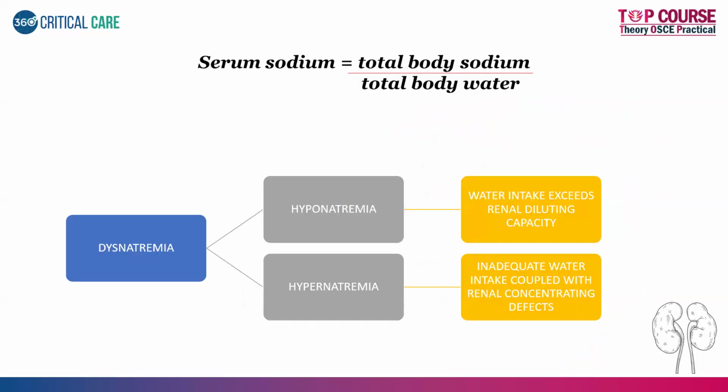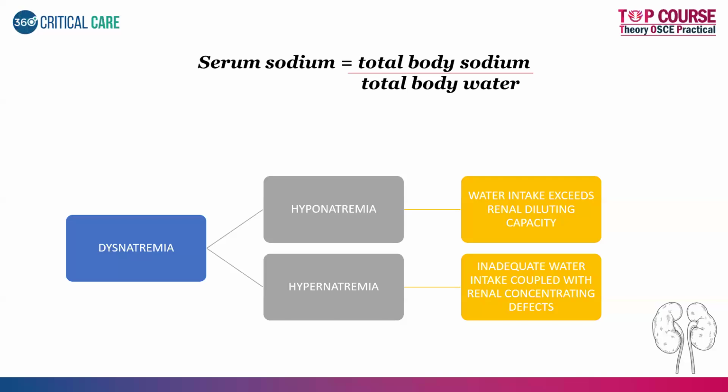Coming to dysnatremias, it is broadly classified as hypo- and hypernatremia. The serum sodium can be easily understood as total body sodium divided by total body water. It is as simple as that. So any change in serum sodium is usually due to a decrease in total body sodium, or an increase in total body water. That will account for true hyponatremia.